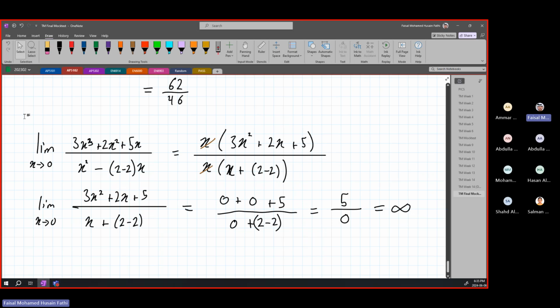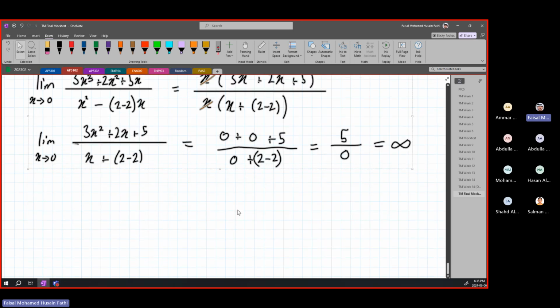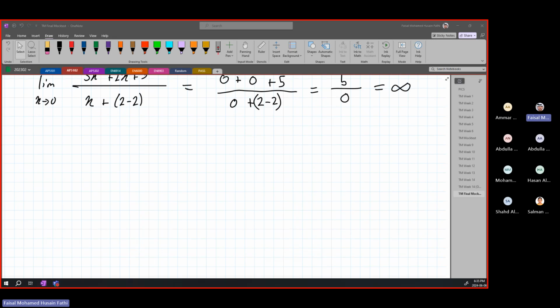If I do find another question similar to this, I will look at it and try to solve it with you guys. But for now, let us move on with solving other questions. Let's see here. All right.